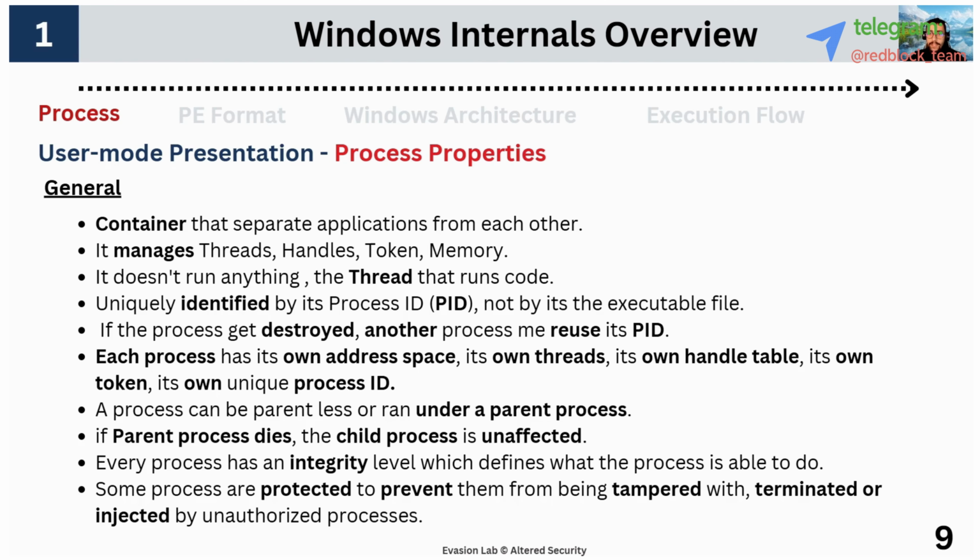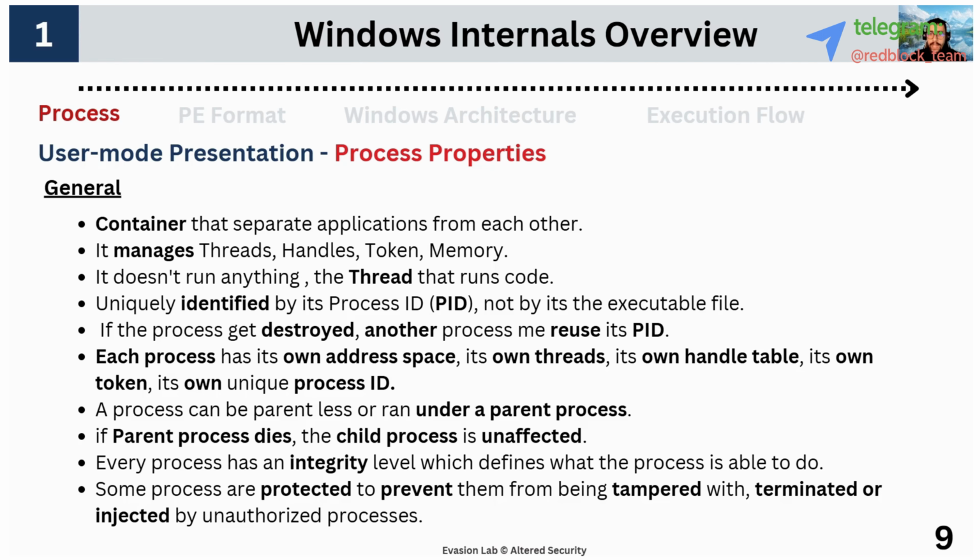Each process has its own address space, its own threads, its own handle table, its own token, and its own PID. A process can be parentless, meaning created by the system, or under a parent process, meaning launched by another process. If the parent process dies, the child process remains unaffected and continues to run.